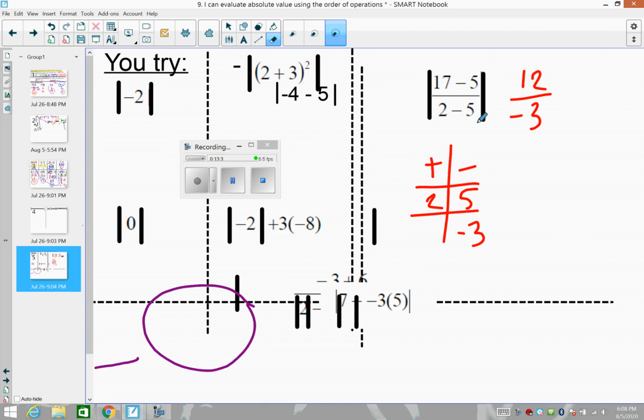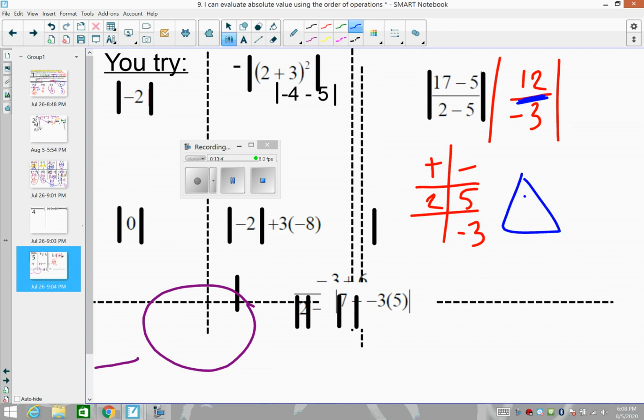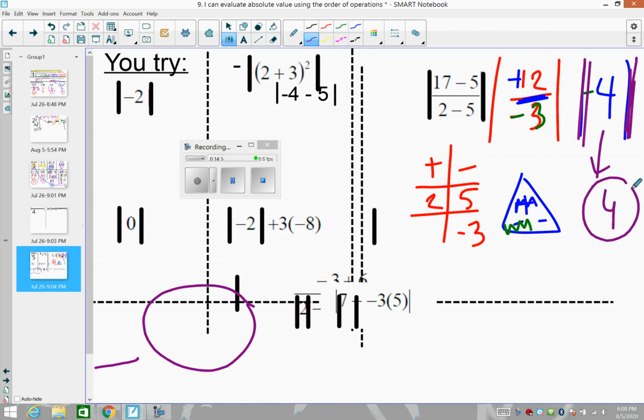So we have 12 on the top and we have a negative 3 on the bottom. All of that is inside the absolute value bars. So now I'm going to divide because you know that every fraction in math class means divide. I'm sorry, we have a positive 12 divided by a negative 3, which results in a negative 4. Now, for the last part, we know that these bars mean how far away are we from 0, and we are 4 units away from 0.